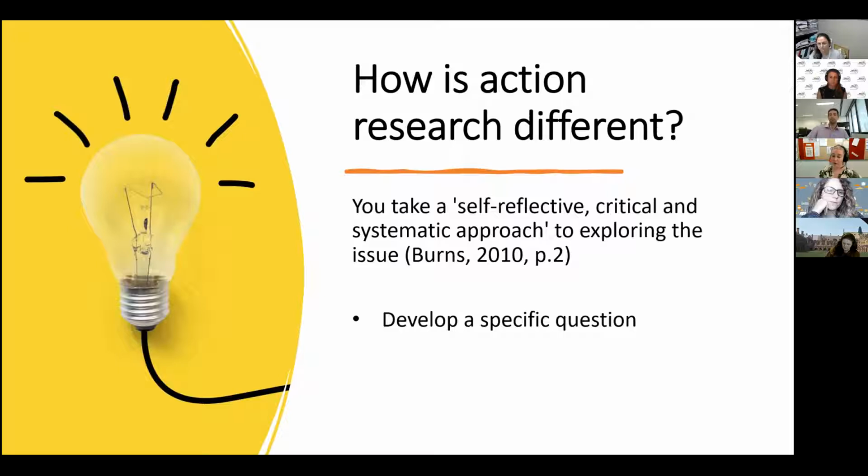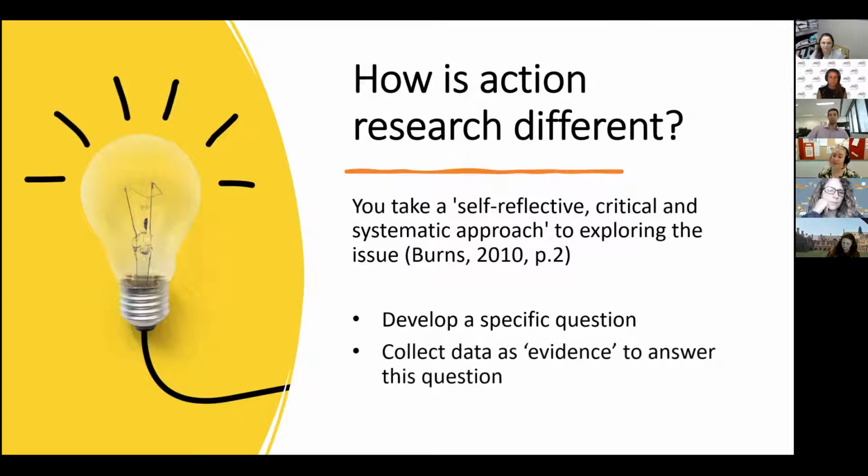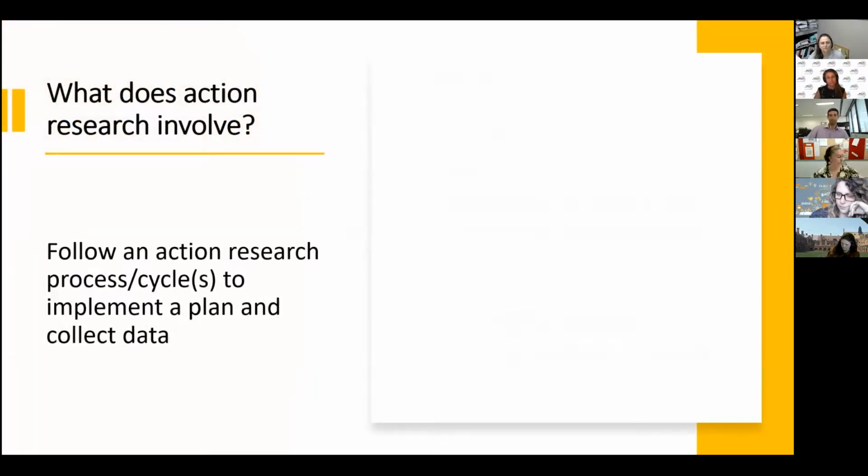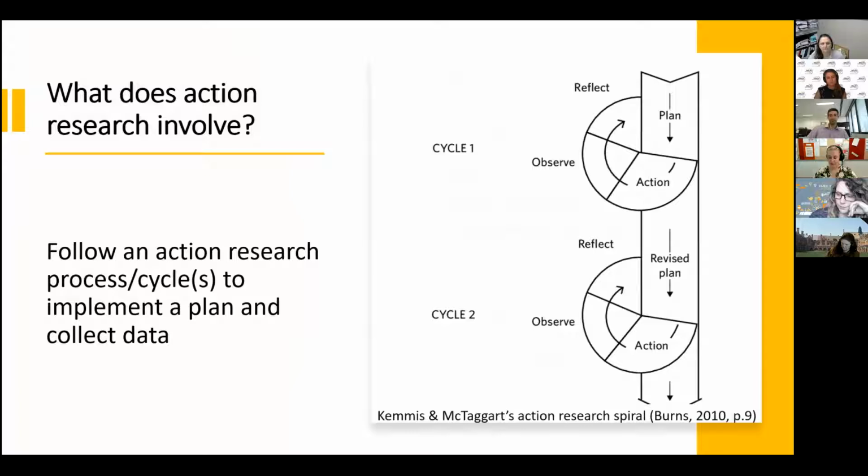So in action research, you would develop a specific research question and collect some data as evidence to try and answer your question. Probably a step further than most of us would do in our everyday teaching. So perhaps you've seen this diagram before. Anne Burns uses it when she talks about action research. This is the action research cycle from Kemmis and McTaggart.